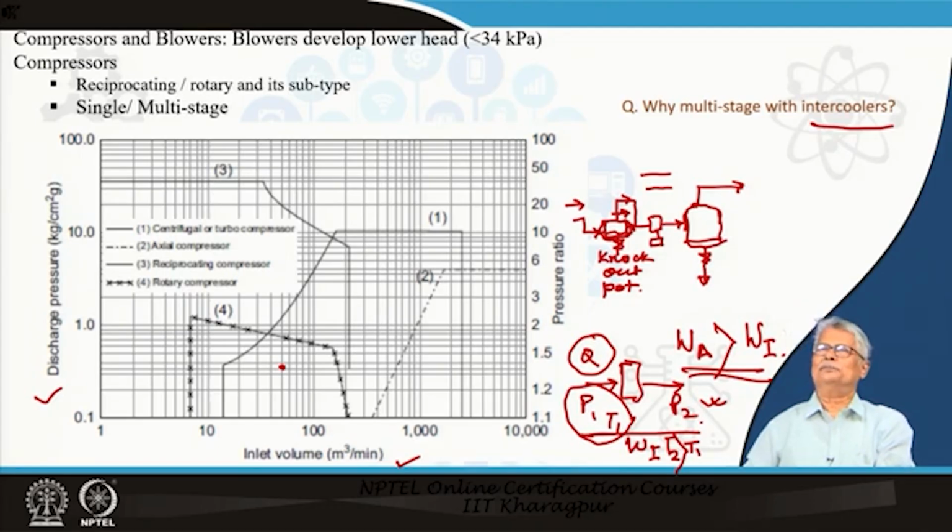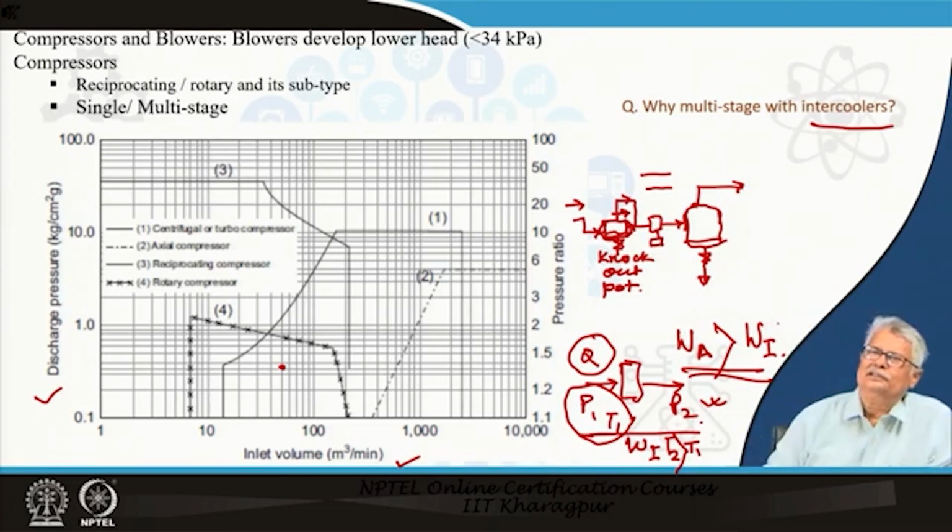What is the other one? If you have a process which is closer to isothermal, your work done requirement will be less. So, if you have adiabatic compression followed by cooling followed by a second stage of adiabatic compression, this is closer to what you have in an isothermal case.